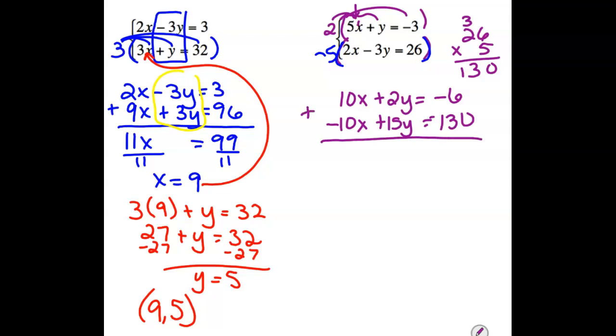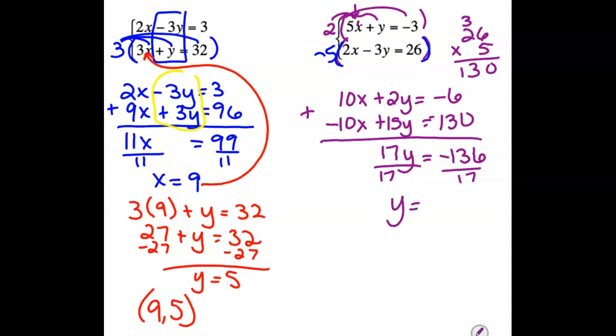Adding our equations together, our x's drop out. We've got 17y equals -136. Okay, go ahead and grab your calculators. We're going to divide out a 17. All right, checking, you should end up with y being -8.